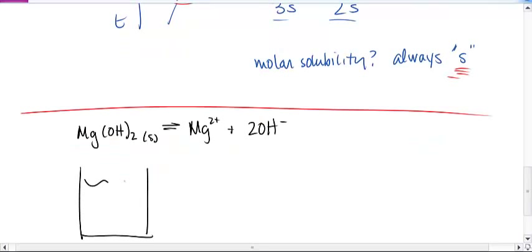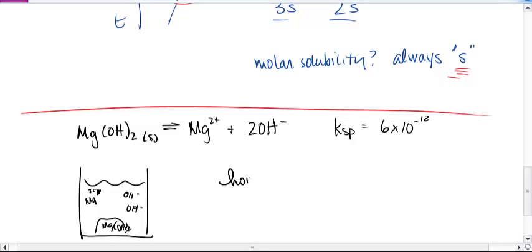So here's your beaker of water, you've got a big chunk of magnesium hydroxide on the bottom, and a tiny bit of magnesium, pretend it's a 2 plus, and some OH minuses, but not a whole lot because this is pretty insoluble. In fact, its KSP is 6 times 10 to the minus 12, so we don't have very many ions. But we're trying to see, how do I get the solid to dissolve?